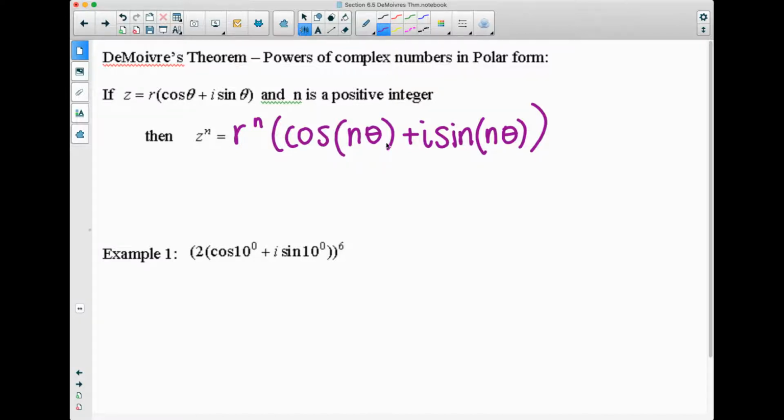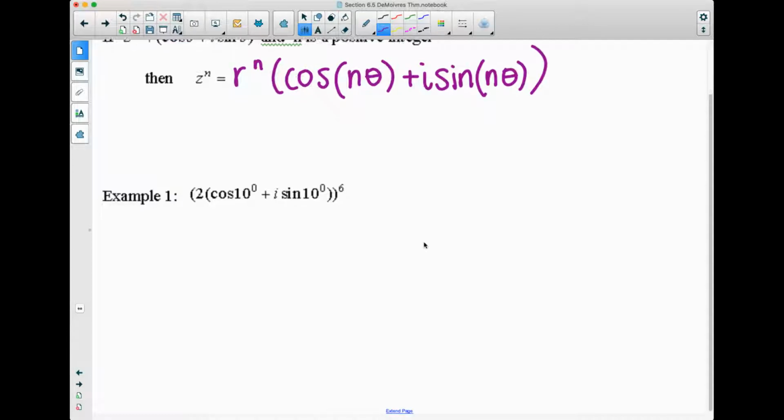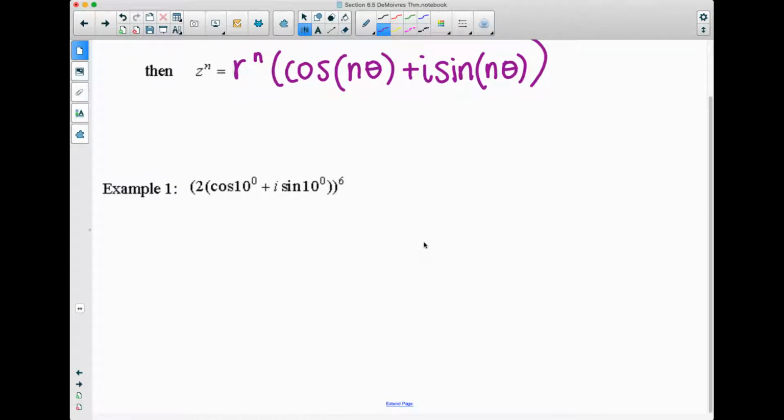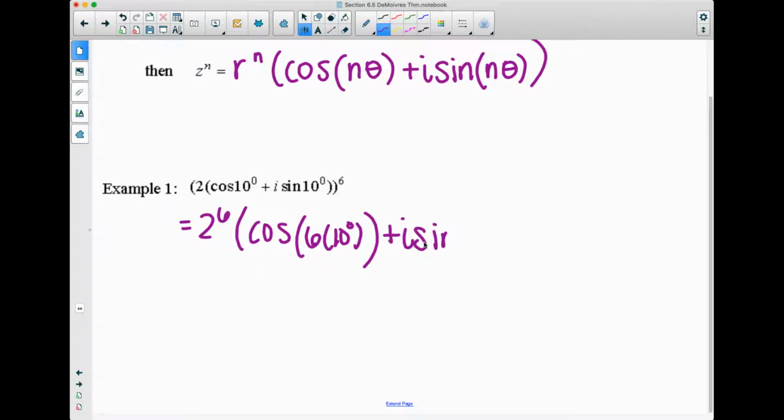Okay, so let's look at our first example. Instead of multiplying this out 6 times, which I would prefer not to, and especially since I don't know what cosine of 10 degrees is on the unit circle, I can use De Moivre's theorem to now do 2 to the 6th power cosine of 6 times 10 plus i sine of 6 times 10.